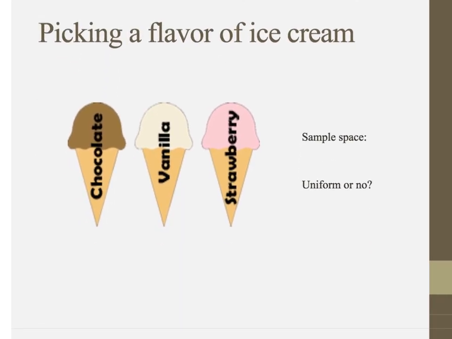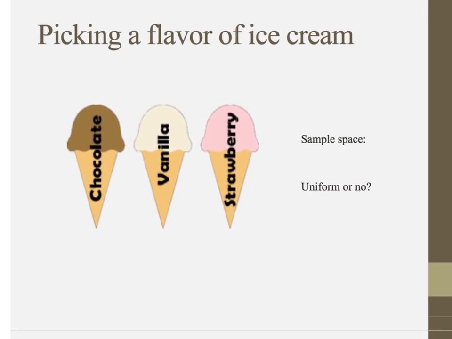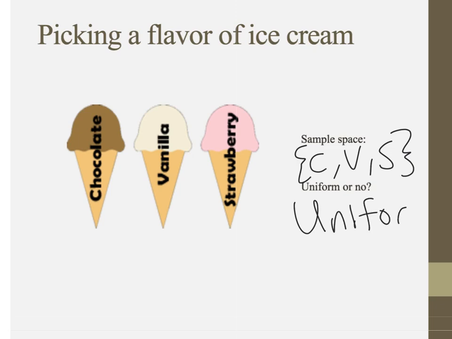Picking a flavor of ice cream. Not a favorite, but just a flavor, right? If I were randomly getting a flavor of ice cream here, well, what's my sample space? I've got chocolate, vanilla, and strawberry. Is this uniform? Heck yeah, it's uniform. There we go. All right, so it is uniform. There's 3 of them. There's no doubles of flavors or anything like that. We're good to go.